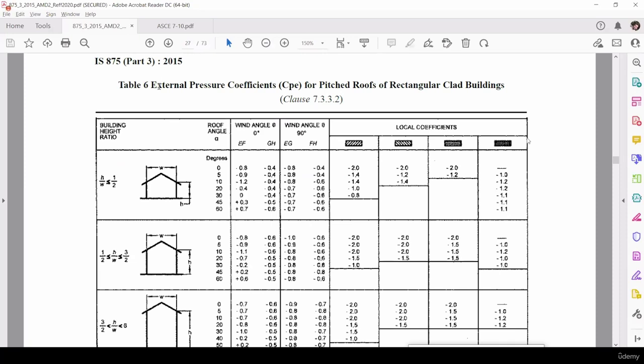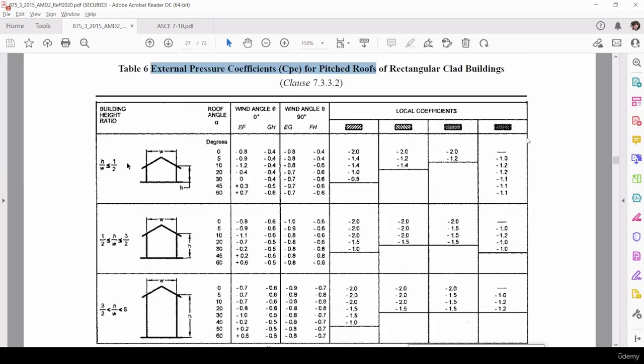Table 6, right? External pressure coefficients for pitched roofs. Pitched roofs are nothing but gabled roofs, with some angle upwards. Those are called pitched roofs, like you are seeing in the code, right? So this is called a pitched roof. Again, this is categorized something like this. Whatever the condition we are getting here.